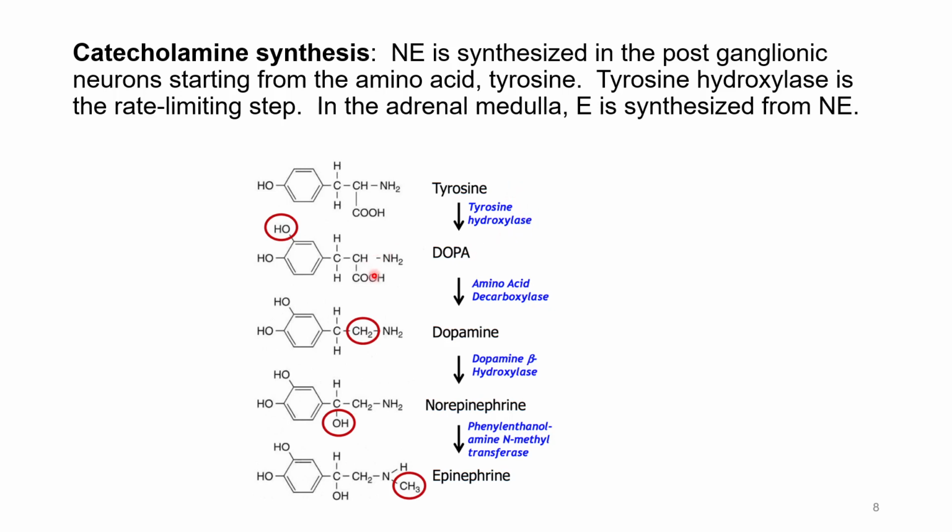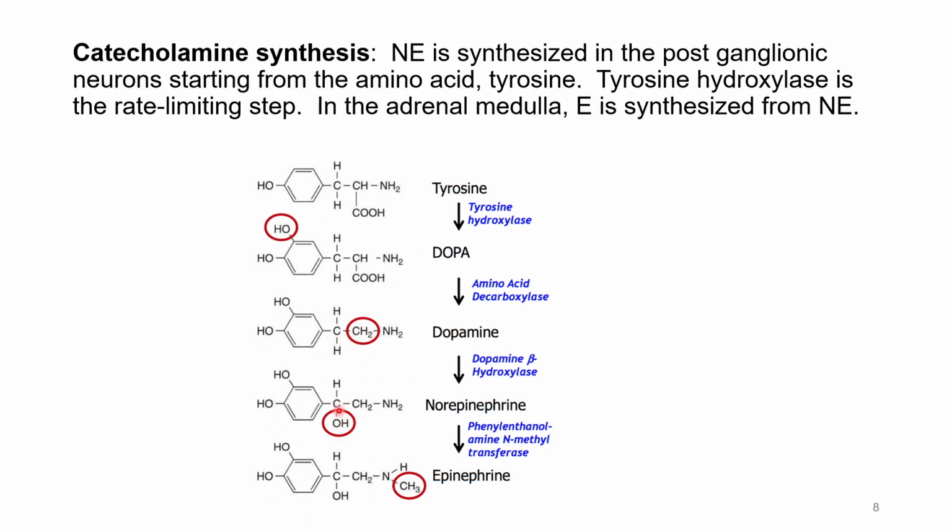Up next, what happens? Well, we see here this carboxylic acid is removed. So that's a decarboxylation. And this decarboxylation produces dopamine. The enzyme that catalyzes this reaction is called amino acid decarboxylase. And that decarboxylase, the second part here, is what tells you what the enzyme is doing.